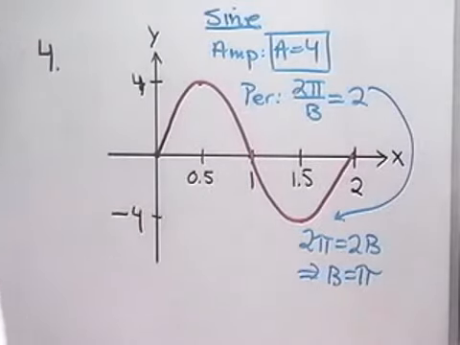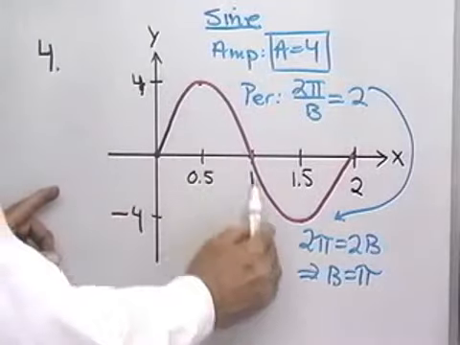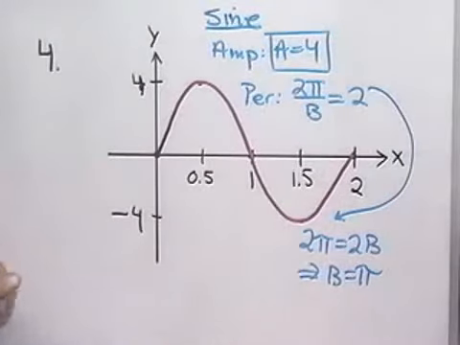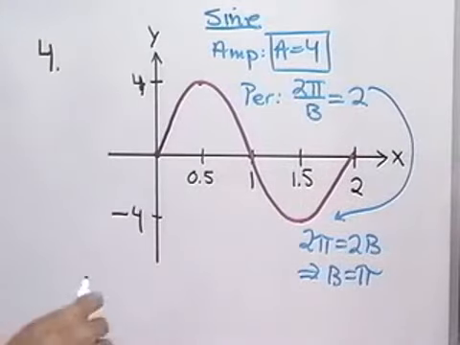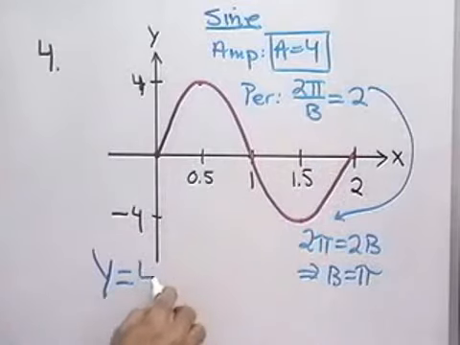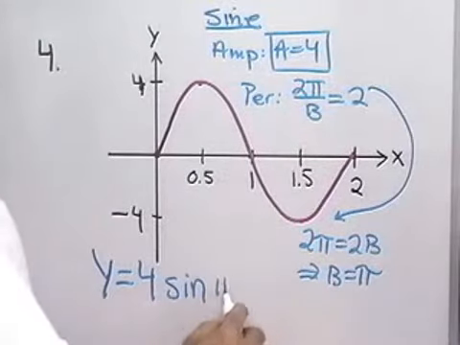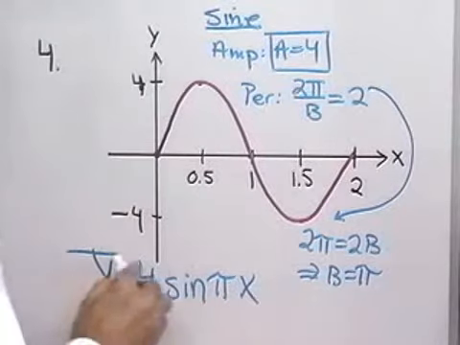pi. I see I don't have any phase shift. The phase shift is 0. It's a sine curve that has not been reflected, so I can write the equation pretty easily as y is equal to, let's see, my coefficient a, 4 sine, my coefficient b, which is pi, times x.